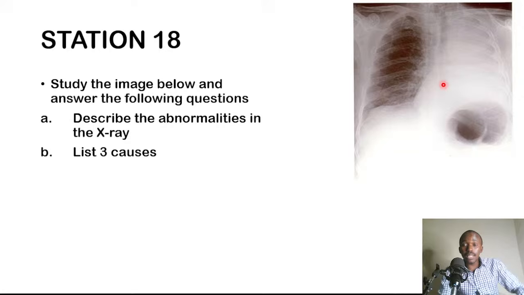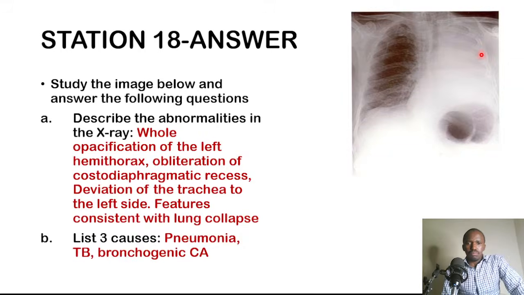So as you can see here, you have a homogeneous opacity that's affecting the left side of the chest. Now you can see that totally here, there's nothing here. You can see that the trachea here, which is supposed to be in the midline, is shifted to the other side. So this trachea has been shifted to the left side. And then this is most likely consistent with the lung collapse. So here you have the complete left-sided hemithorax opacity. We have obliteration of the costophrenic and the costodiaphragmatic recess, which are these things. So this angle that is formed here is known as the costophrenic angle here.